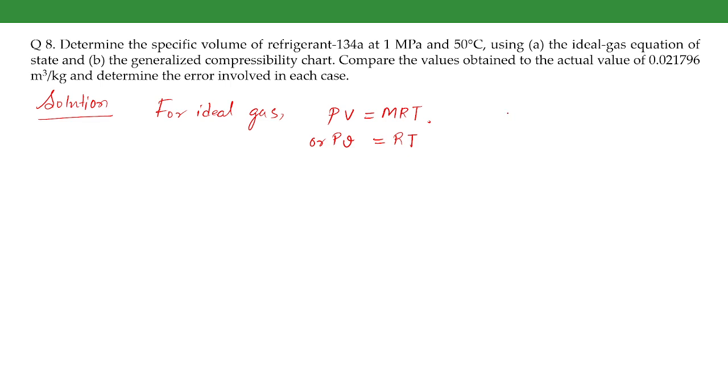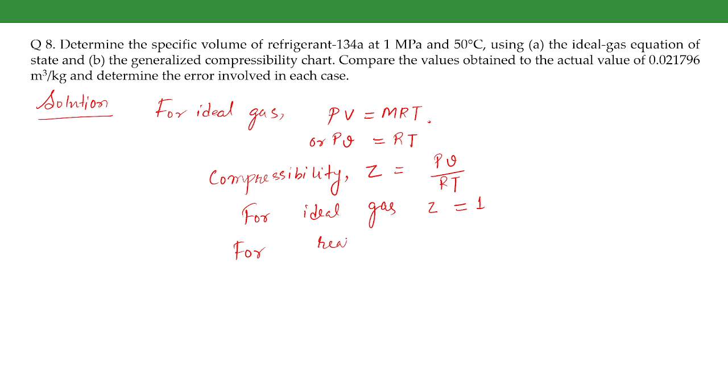So how do we define this compressibility? We define compressibility Z as the ratio PV by RT. For an ideal gas, Z is equal to 1 since PV is equal to RT. For real gases, Z is not equal to 1. So there is a variation.